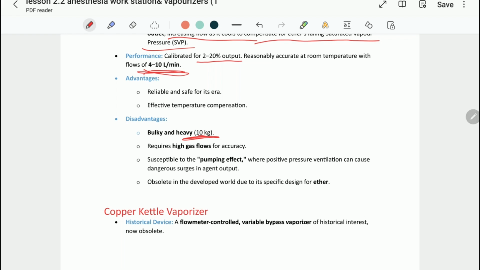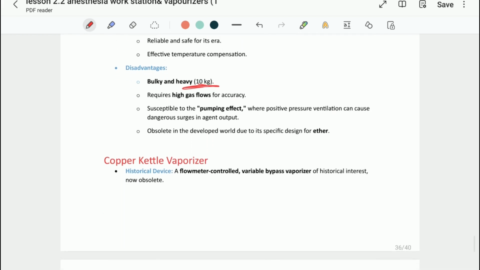And it is susceptible to the pumping effect where positive pressure ventilation can cause a dangerous surge in the agent output. And it is obsolete in the developed world due to the specific design for ether.